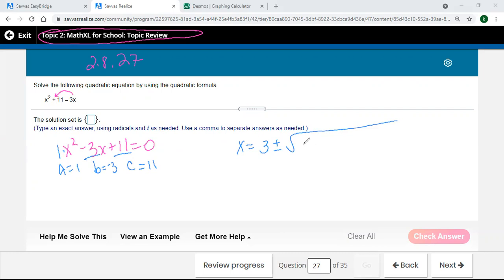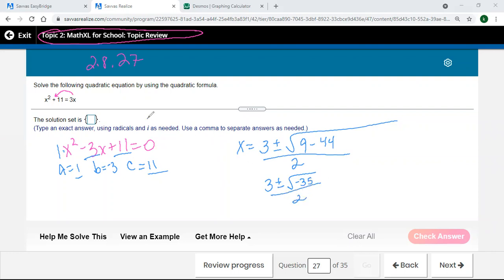B squared, -3 squared is 9, minus 4ac, 4 times 1 times 11 is 44, all over 2a. 2 times 1 is just 2. So that's 3 plus or minus the square root of 9 minus 44, which is -35, I believe.